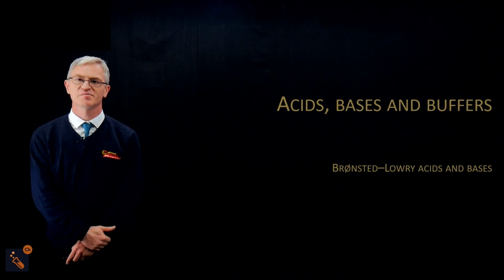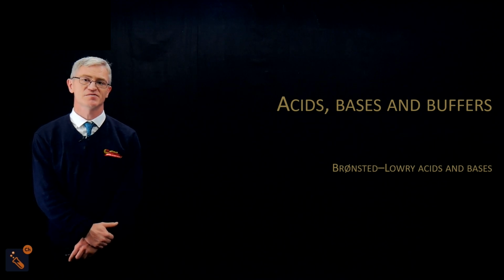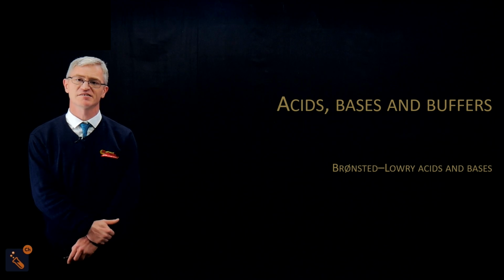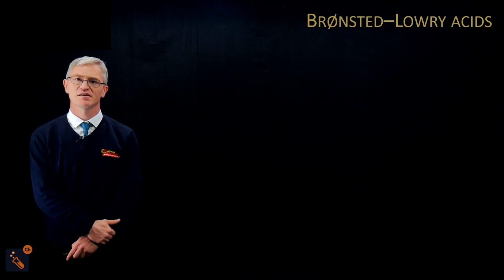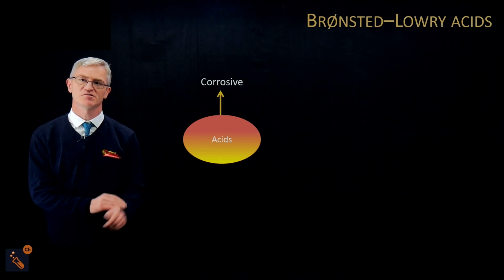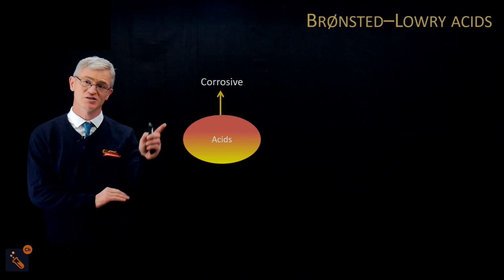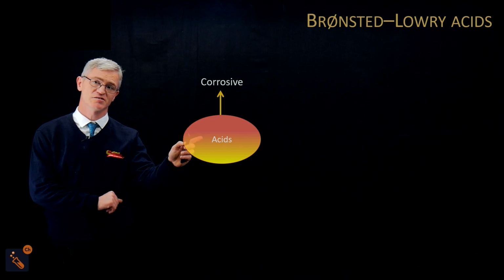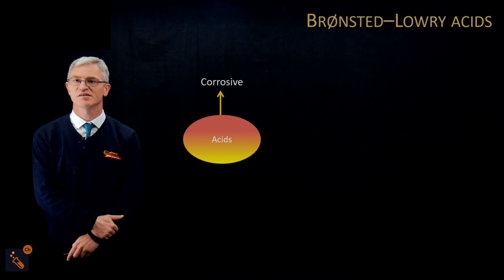This is the first of many videos on acids, bases and buffers, and we're going to talk about Bronsted-Lowry acids and bases. Now, Bronsted-Lowry acids are a slightly different definition to what you're used to. So they're corrosive, and when you put them in universal indicator, they'll be red, orange and yellow. Weaker acid down here, stronger acid in the red.